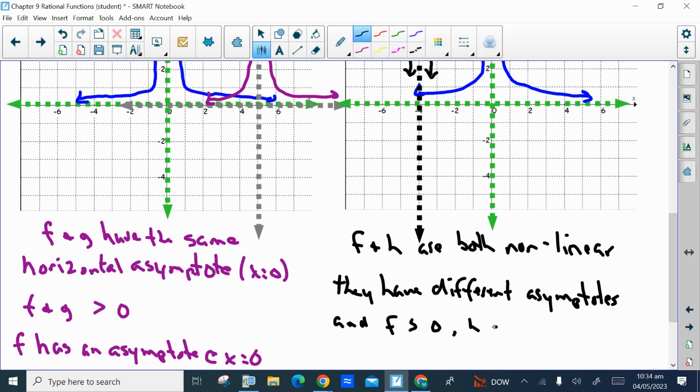So let's say h can be less than 0. So not much similarities except that they're both nonlinear. Lots of differences in the two equations.